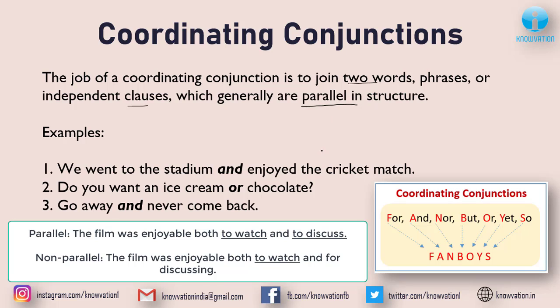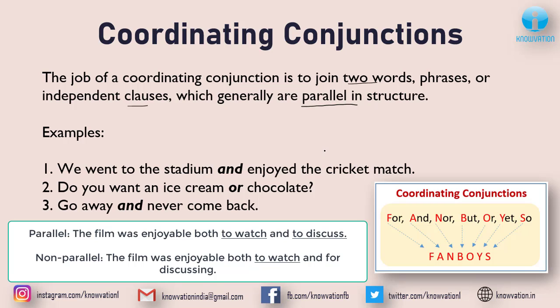So let's say I say, the film was enjoyable both to watch and to discuss. Okay, so this is a perfectly correct sentence. But if I say the same sentence in this manner, that the film was enjoyable both to watch and for discussing. So here I am breaking the structure of the sentence.